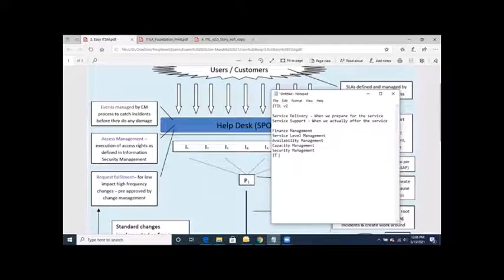And the last one is IT service continuity, which is following the business continuity of the organization.